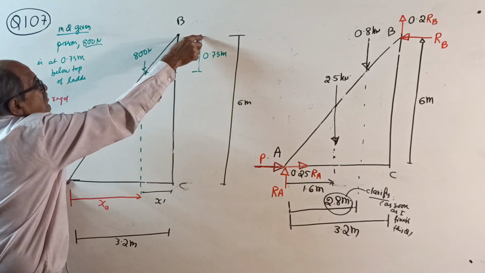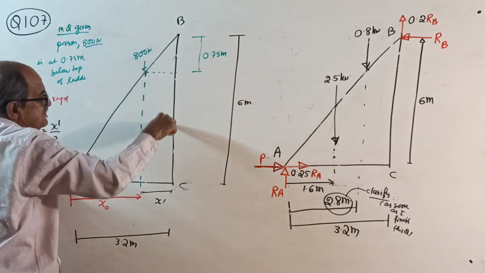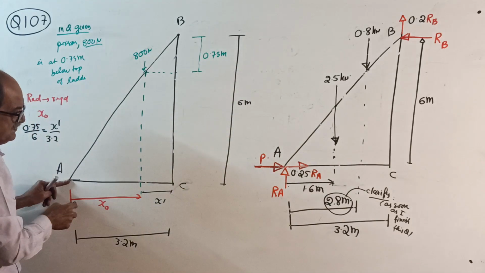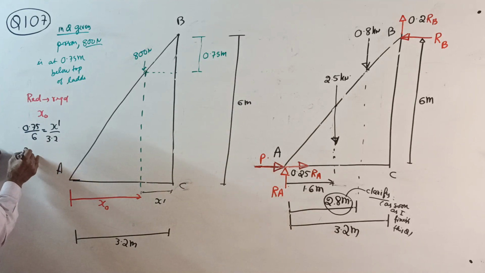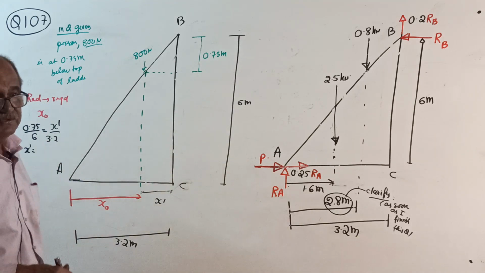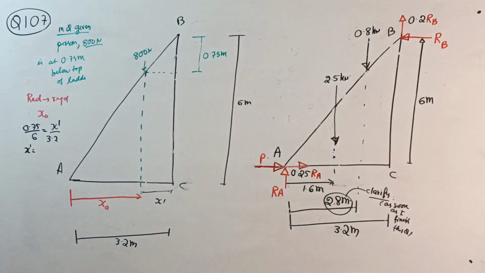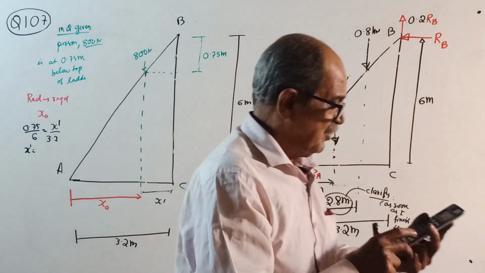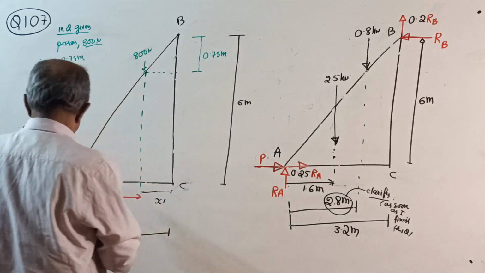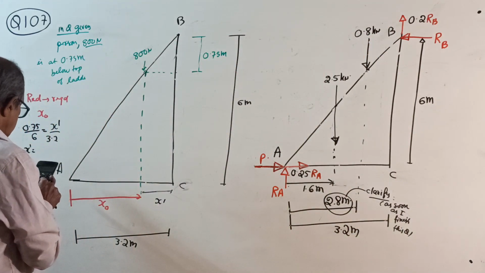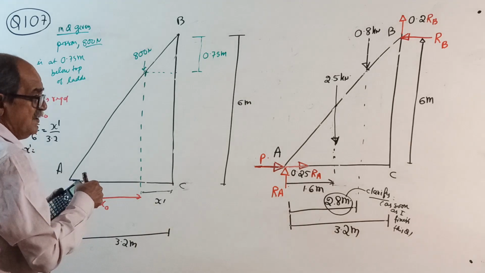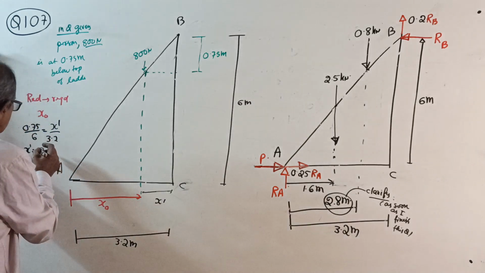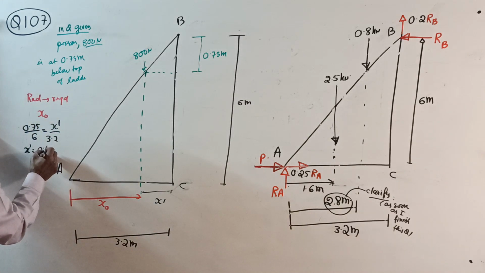If you take some distance here with respect to this length, you have to mark from here, x dash. This will give you x dash equal to, see how much it comes. I will give one more option for you, x dash equal to 0.75 divided by 6 into 3.2. It will give you 0.4 meter. It will give you x dash equal to 0.4 meter.